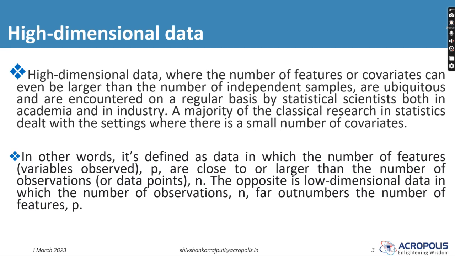In other words, it is defined as data in which the number of features p is close to or larger than the number of observations n. The opposite is low-dimensional data, in which the number n far outnumbers the number p.